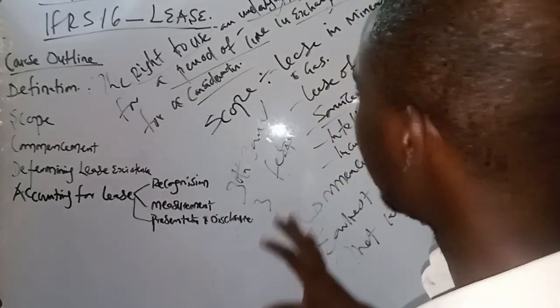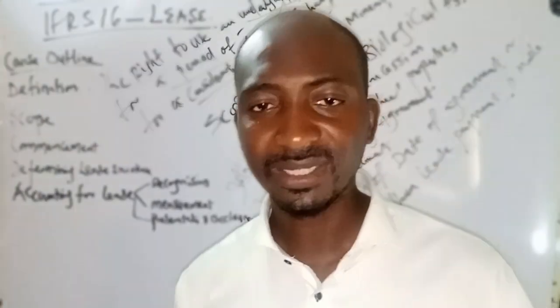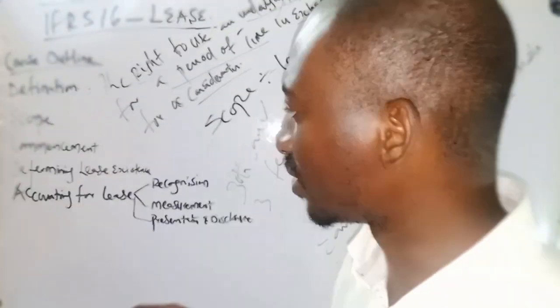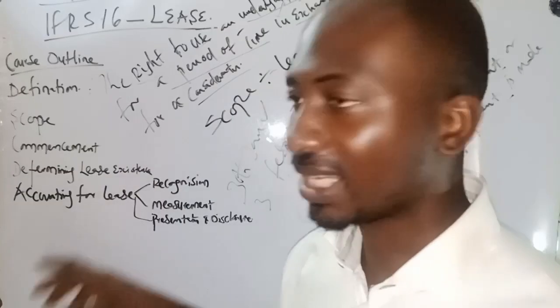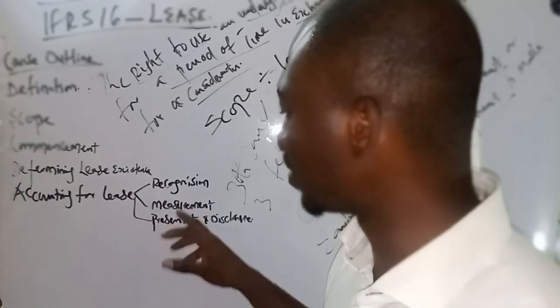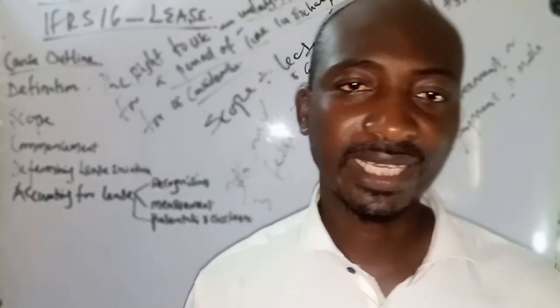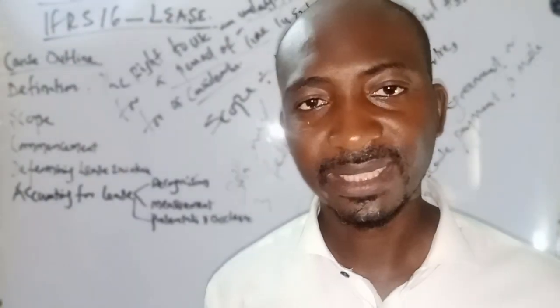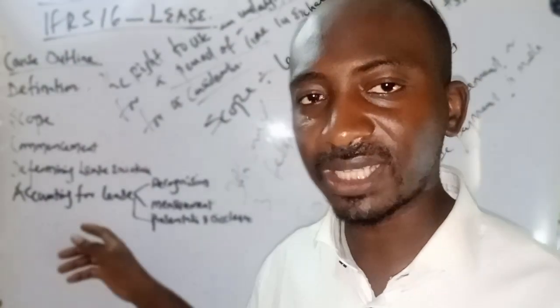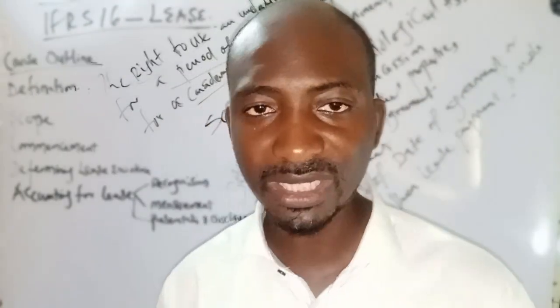So please, these are the bases that I'm trying to formulate right now. We move quickly to what we call the accounting for lease, and under that we look at the recognition, the measurement, presentation, and disclosure. Please, like I said, like this video, and in the next session we look at the accounting treatment of this lease together.